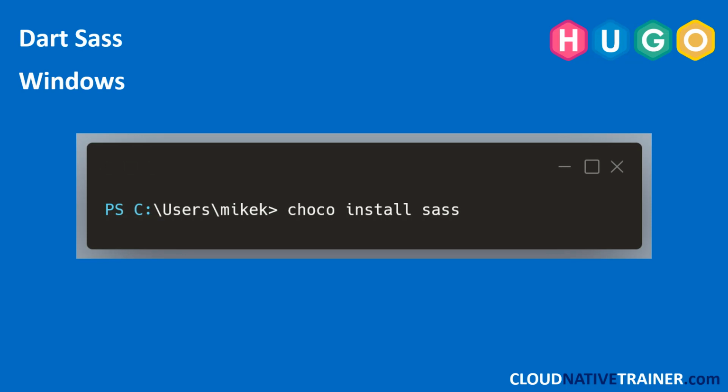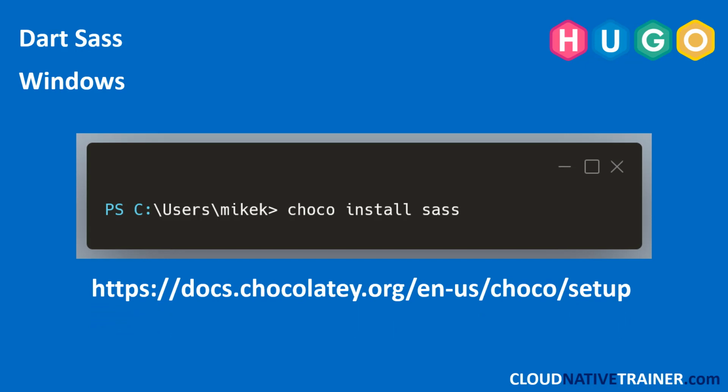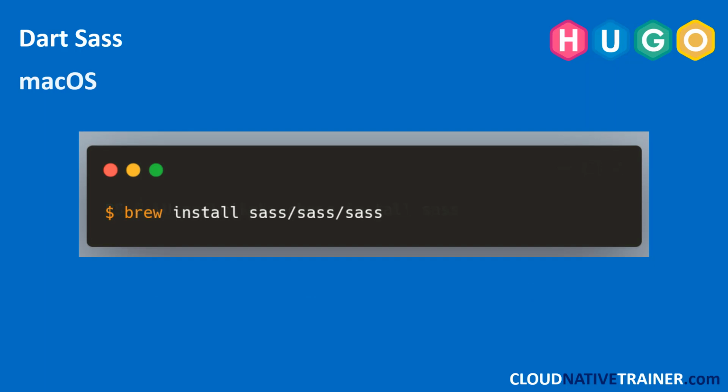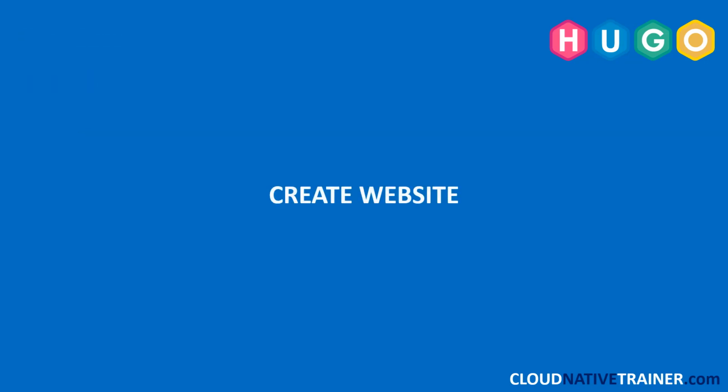Then on to Sass, again, assuming that we've got the Chocolatey package manager installed, it's just choco install sass. And on macOS with Brew, it's brew install sass/sass/sass. Okay, now let's get on with creating the website.